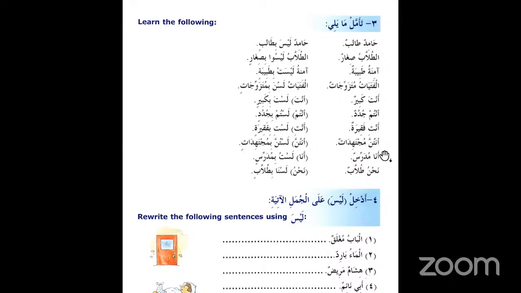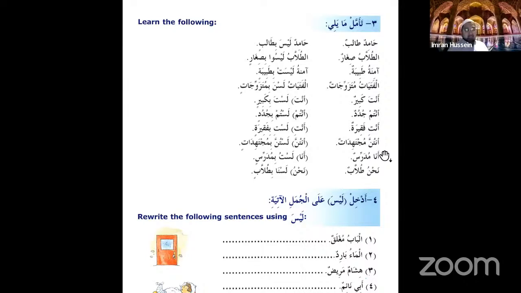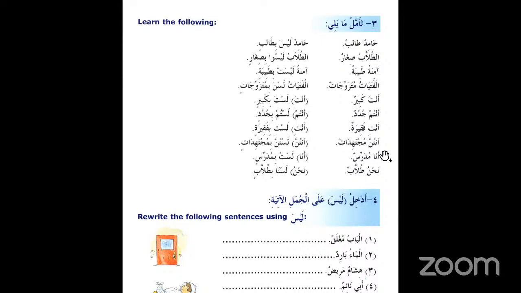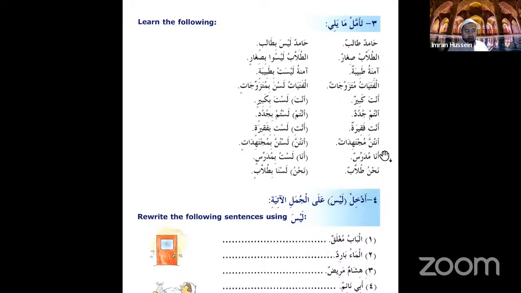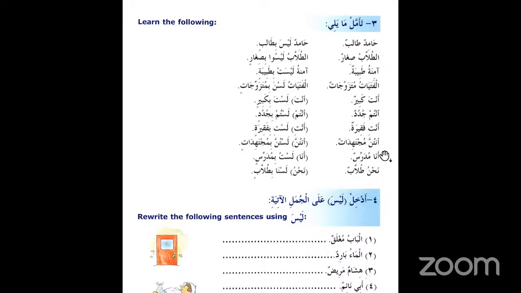Go ahead. When you have Hamid and Laysa, can we not have Laysa come first before Hamidun? You can do it that way as well: Laysa Hamidun bitalibin. Okay, so we can have both ways. Yes. And one other question. We have Inna, which is certainly. Inna is the opposite of Laysa. If we have Inna and Laysa come together, so certainly Hamid is not a student, for example.